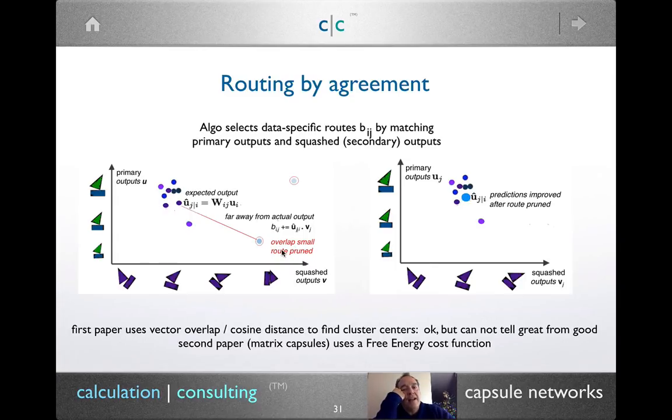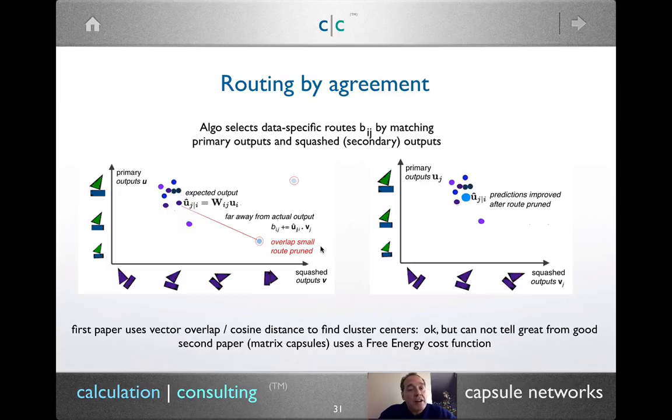So the overlap, and what you do is when the overlap is too small, when this is too far away, you prune it away. So you get rid of this. And as you prune iteratively, many of the routes disappear and the upper layer starts to guess the correct pose of the object. And so there's this feedback loop.